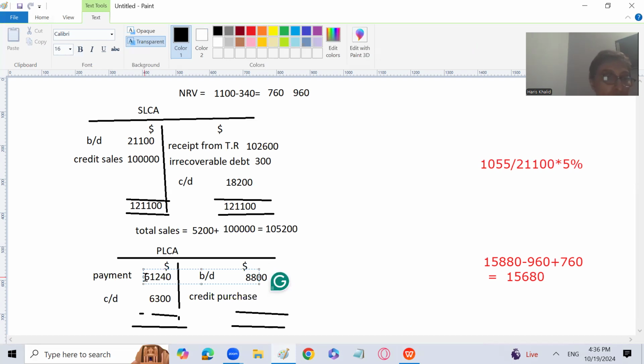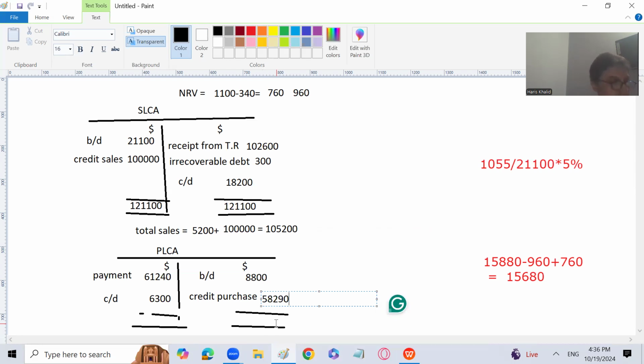So I'll write over here 61,240. Now I will go for the total of the debit side, and I will subtract the total, and through this I am going to get the credit purchases, right, which is going to be 58,920. So let me write it over here, 58,920. Let me see the total actually, though it is not required, the total is not required.